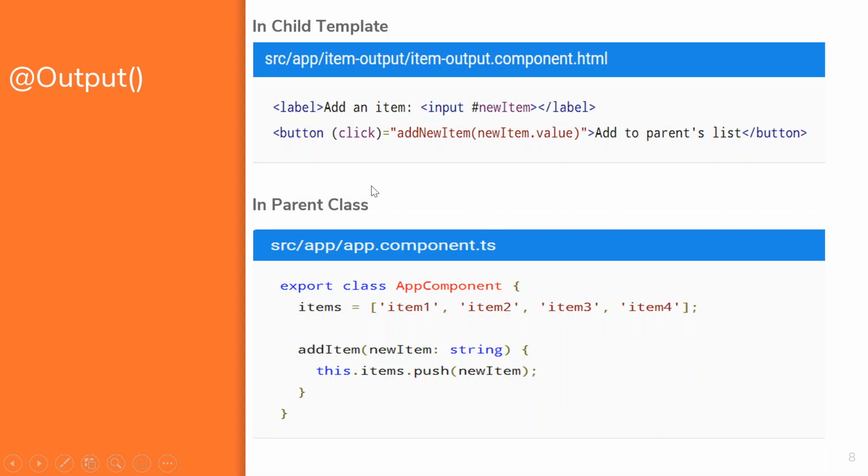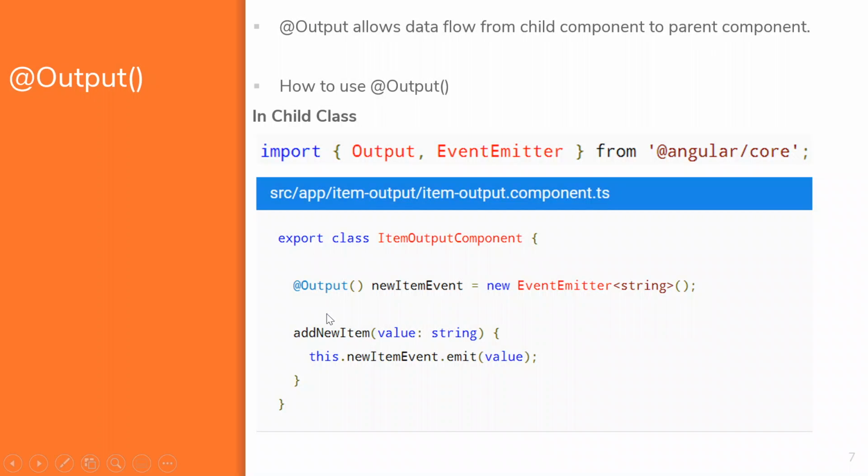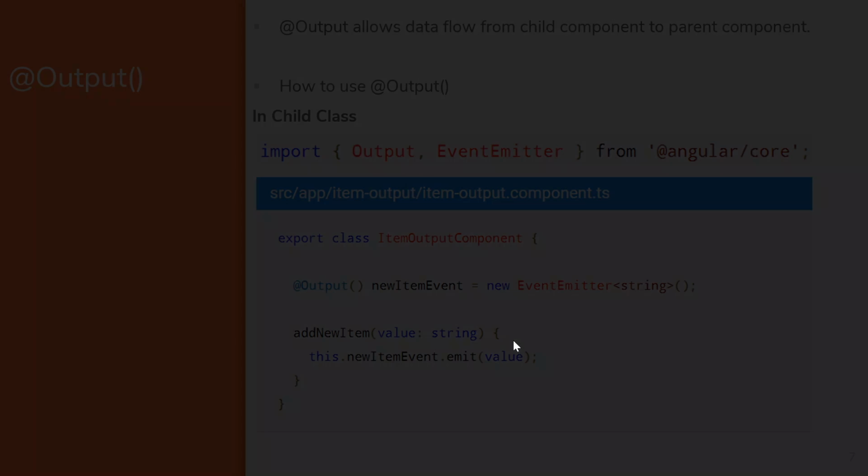Let's go to the child template. In the template we have add an item and an input field, and based on the input we are getting those values, and then on click we are sending that to add new item. So it will come to the child class, and from the child class it will emit. This is the event emitter. So we can use the emit function, and then we can send the value to the parent class.